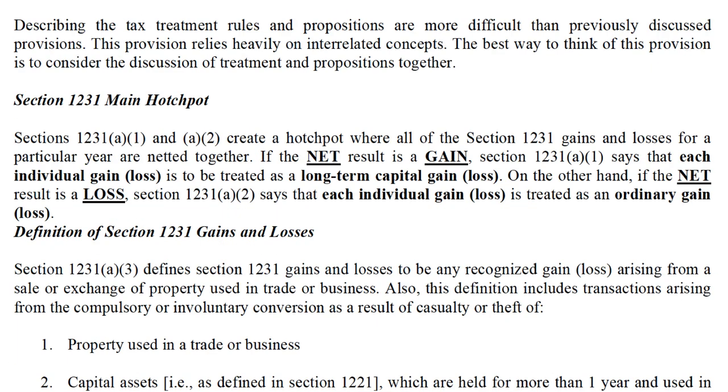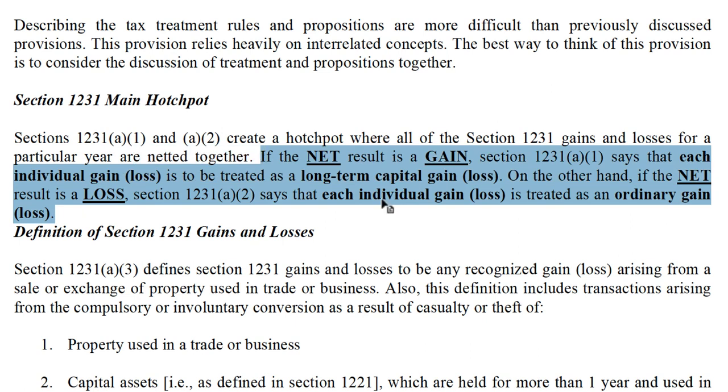Now, 1231 has 2 hodgepots, a sub-hodgepot and a main hodgepot. In this class, you only need to worry about the main hodgepot. The main hodgepot says that we take all the items that are classified as 1231. If it nets as a gain, then everything is considered long-term capital. That's the gains and losses. But if it nets in a loss, then everything is considered ordinary. That paragraph right there says it.